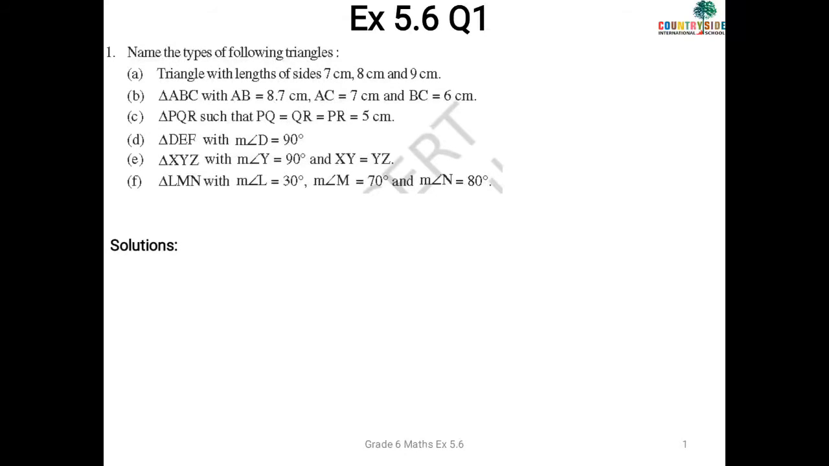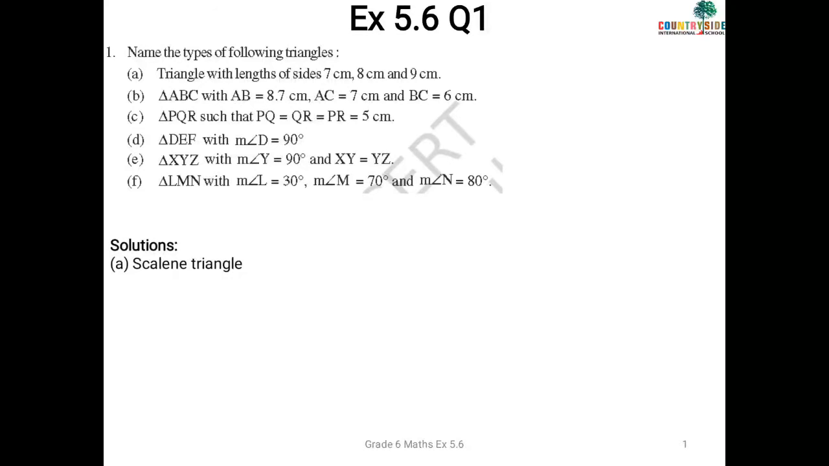As we all know, we have three major types of triangle: equilateral, scalene and isosceles. So let's start with part A. Triangle with side lengths 7 centimeter, 8 centimeter, 9 centimeter. That means here all sides are different. So which type of triangle is it? Yes, it is a scalene triangle.